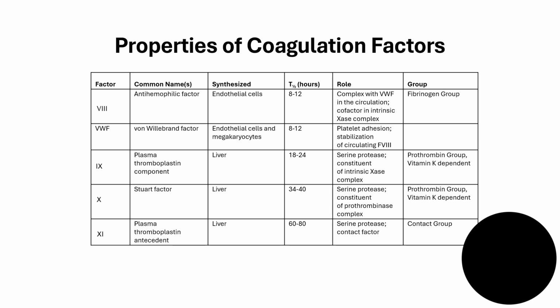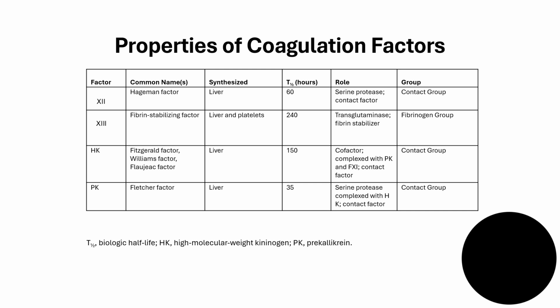Factor 10 is a Stewart factor produced in the liver. It's a serine protease and is a constituent of the prothrombinase complex, belonging to the prothrombin group and is vitamin K dependent. Factor 11 is a plasma thromboplastin antecedent produced in the liver. It is a contact factor belonging to the contact group.